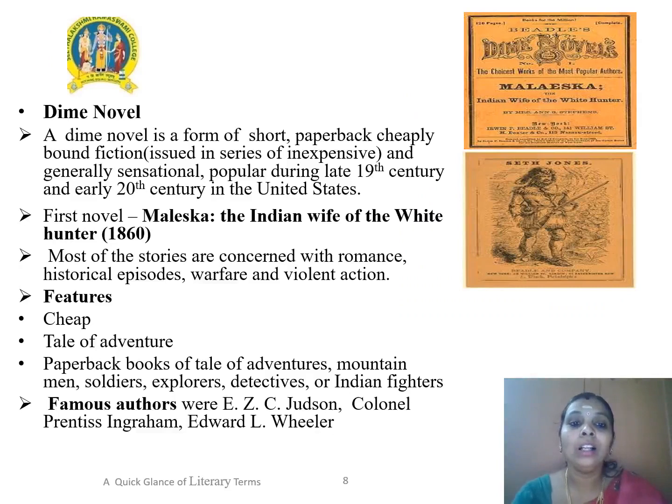Dime novel. The dime novel is a form of late 19th century and early 20th century US fiction issued in series of inexpensive paper-bound editions. The novels were short, paperback, cheaply bound and sensational. The novels touched on lurid and scandalous subject matter, making them accessible and interesting reading. The first dime novel was part of the series titled Beadle's Dime Novels. The first novel was Malaeska, the Indian Wife of the White Hunter, in 1860.